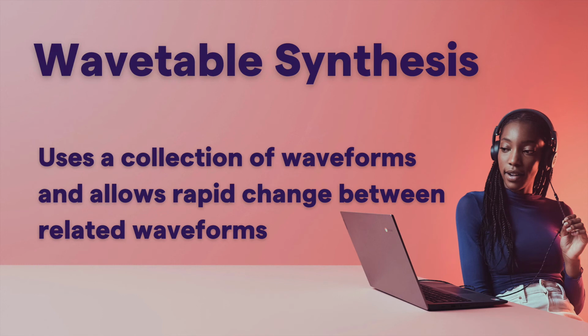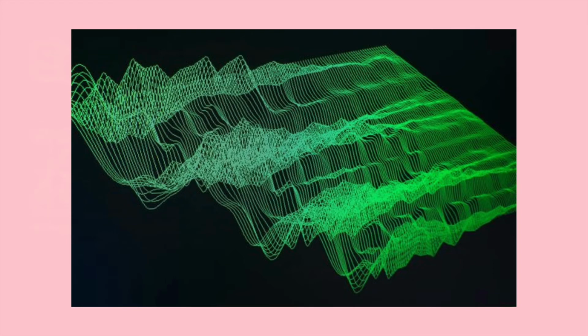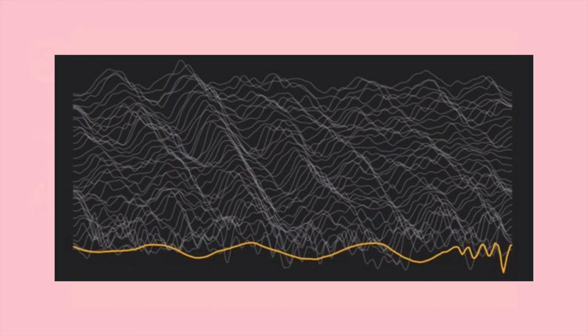Finally, there's wavetable synthesis. And this uses a collection of waveforms and allows rapid change between related waveforms. So a wavetable might look something like this, or this, and you'll see there's many different waves all next to each other, and they each have slightly different shapes, or waveforms. And the yellow line shows which wave is active right now. So you could move that yellow line forward and backward, and thus rapidly change the wave that you're using.